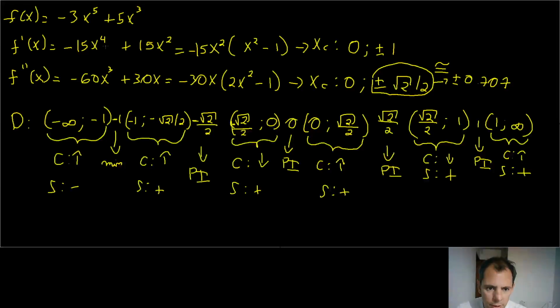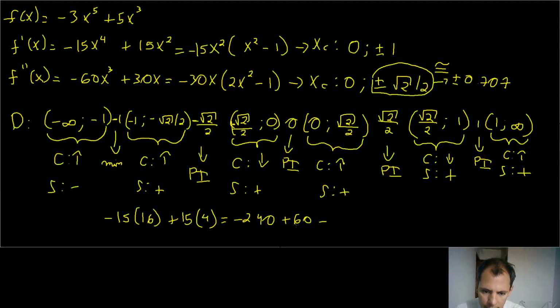So in the first thing here, it's gonna be minus 15 times 2 to the 4th, which is 16, and then plus 15 times 4, because it's x squared, okay? This equals minus 240 plus 60. It's negative. If it's negative in the first one, oh, look at that. If it's negative in the first one, the slope has to be down. Okay, that's not what I was expecting.